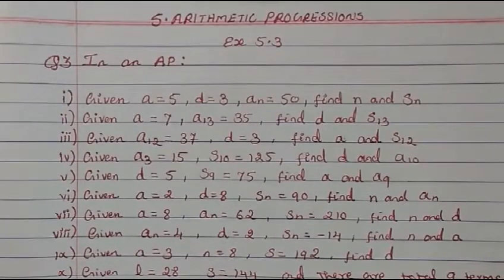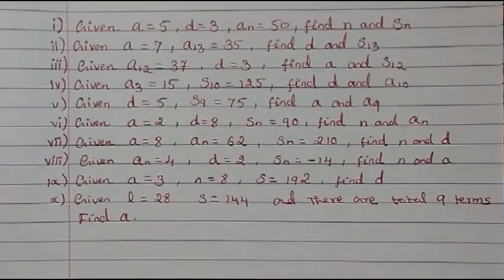Today we are going to study from class 10, chapter 5, Arithmetic Progressions, exercise 5.3, question 3. In an AP, you see there are 10 parts given to you. We'll see some, and the remaining ones will continue in the next videos.